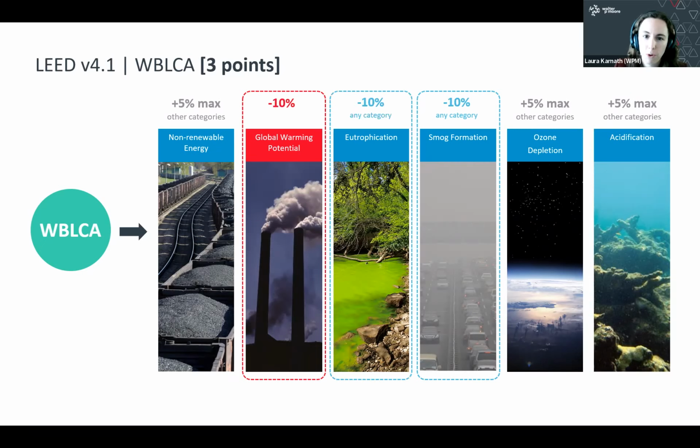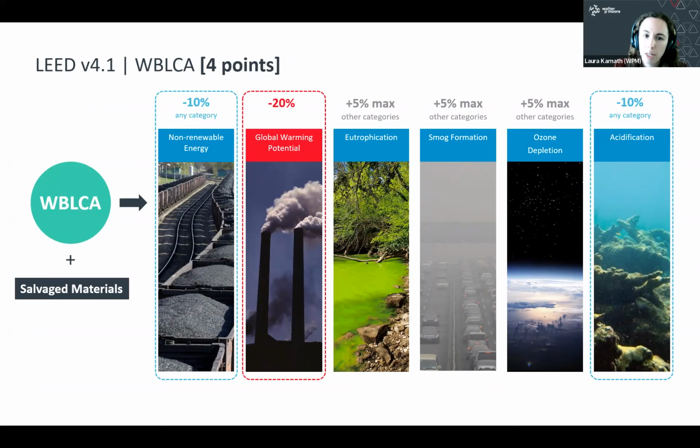You can get 3 points for 10% reductions in 3 categories. Same rules, has to be GWP. Other ones can't go up by more than 5%. And you can get 4 points by showing a 20% reduction in GWP and 10% reductions in any 2 of the other categories, and also using salvage materials in your building. So this one is really to incentivize reuse in addition to reduction in global warming potential.